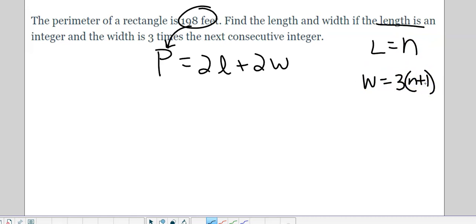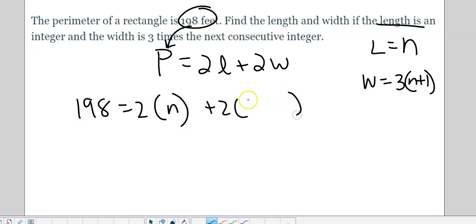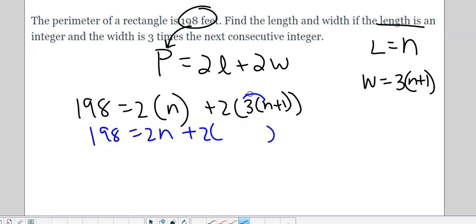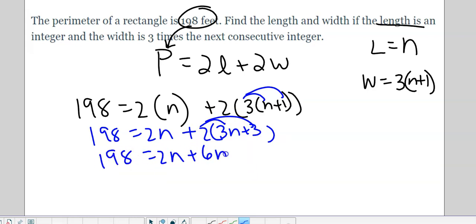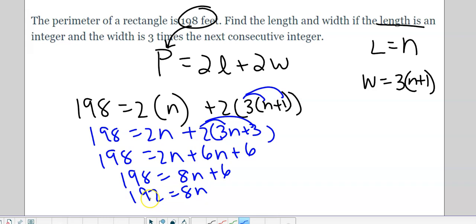All right, so now I have substitutes for L and W. So 198 is equal to 2 L's, which is N, and 2 W's, which is 3N plus 1. That's parentheses inside parentheses, but we got this. 198 equals 2N plus 2. Let's take care of this first. 3N plus 3. Then we'll take care of this second. All right, 198 equals 8N plus 6. Subtract 6, subtract 6. Divide by 8, divide by 8.